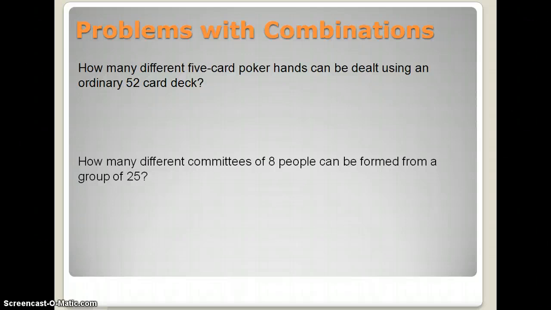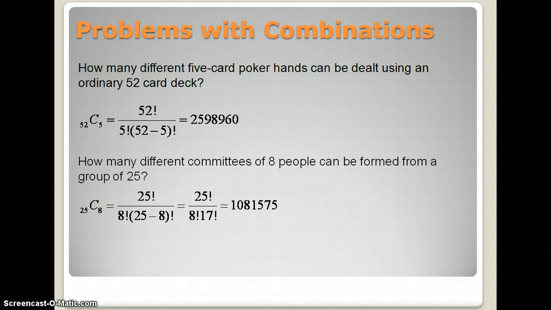Some problems with combination. I want to talk about how many different 5-card poker hands I can have from a 52 card deck. Order doesn't matter. So when you play poker, there's about 2.6 million different hands that you can get. If I have a group of 25 people and I'm selecting 8, assuming that the people do not have different positions in the committee, it would look like that, and there's a little over 1 million different committees that can be formed.